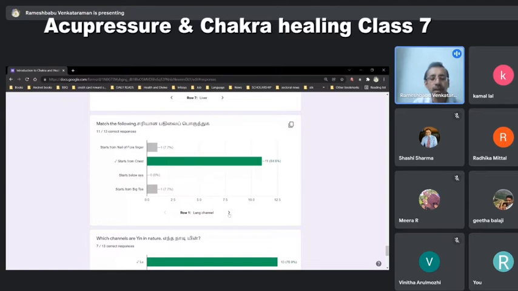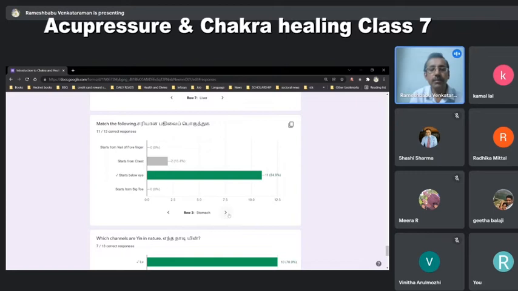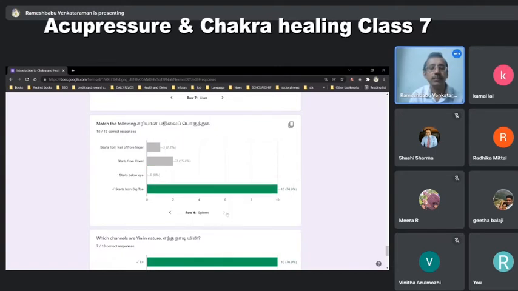Similarly, the lung channel starts from the chest. So it starts from here. You can see it starts from this place, the lung channel. And similarly, the large intestine channel starts from the forefinger. And then the stomach channel starts from below the eye. And then similarly, you have the spleen channel that starts from the big toe. I think all of you have given it correctly.